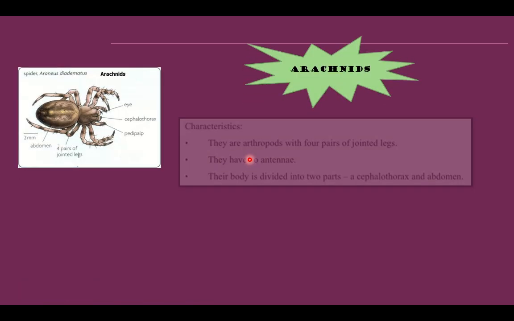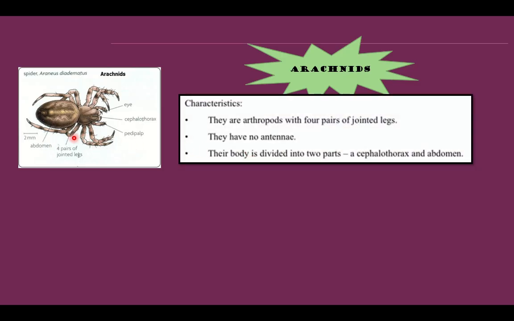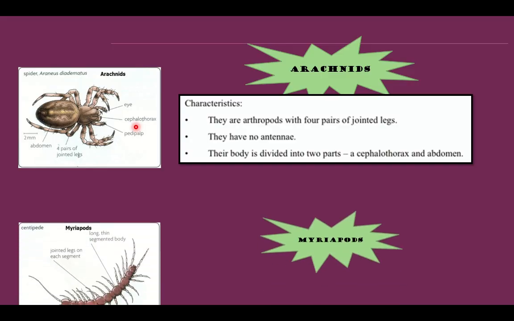Arachnids. Arachnids include all the spiders. So as you can see in the picture, they have 4 pairs of jointed legs. So let's see what characteristics are given over here. They are arthropods with 4 pairs of jointed legs. They have no antennae and their body is divided into 2 parts, a cephalothorax and abdomen. Cephalothorax is basically the same thing which I just discussed in crustaceans, that their head is embedded in the thorax. You cannot see the thorax very clearly. So when head is embedded in the thorax, it is called cephalothorax.